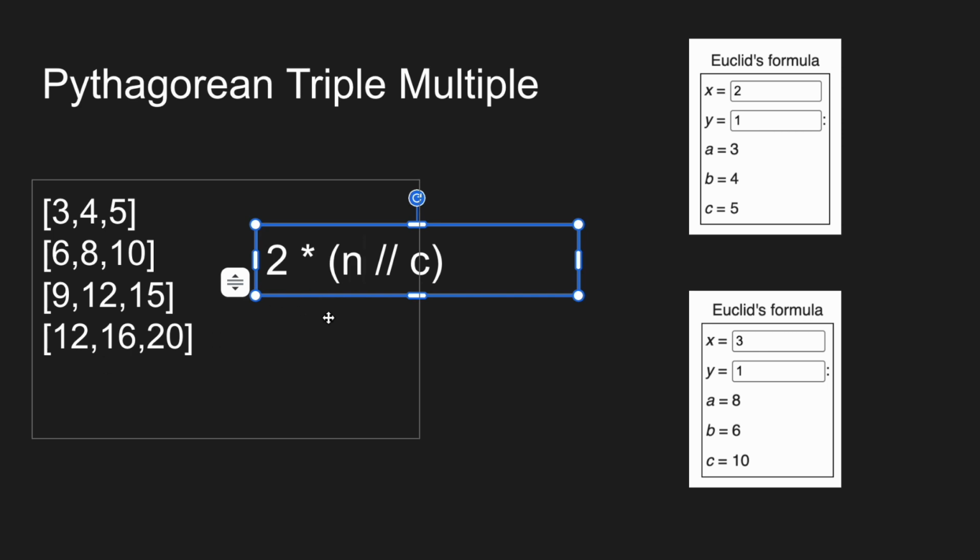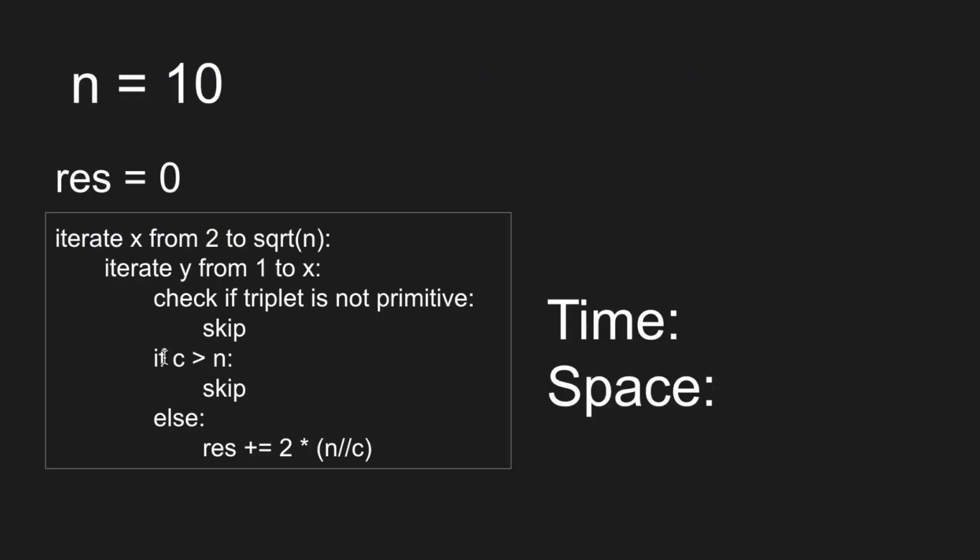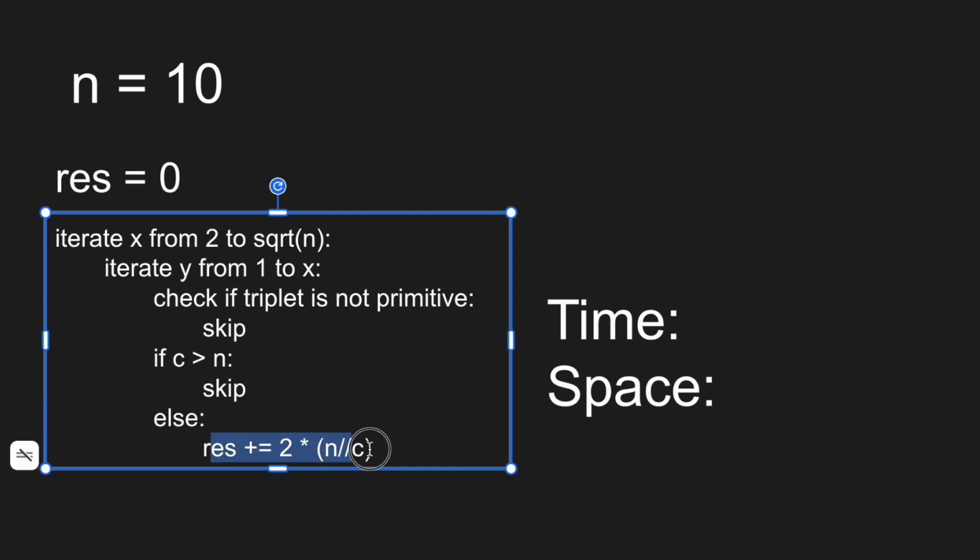I mean, we don't have to skip it, because n divided by C will floor to 0, and it will just add 0. But for the sake of time, we can just skip it if C is greater than n. And if these two are both false, then we can add this to result: 2 times n floor division by C.